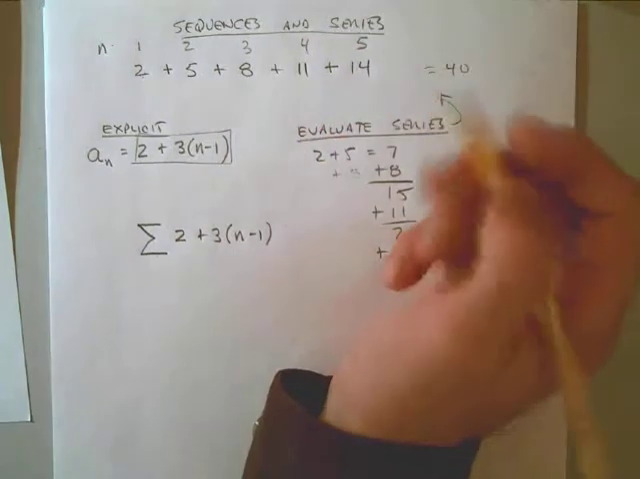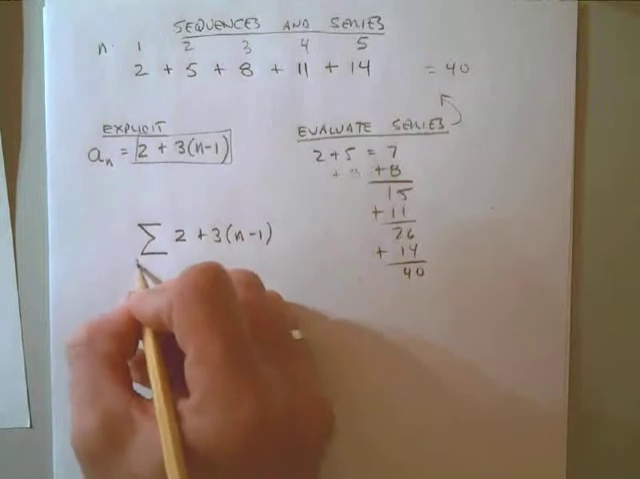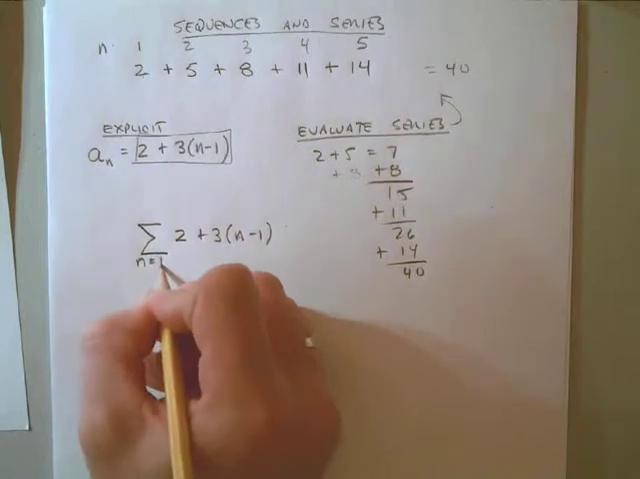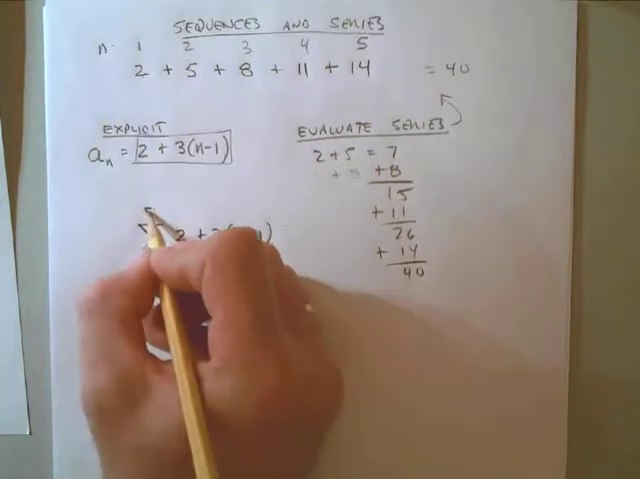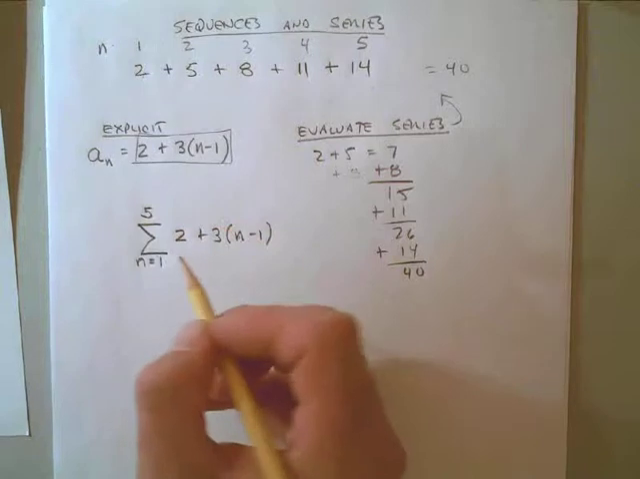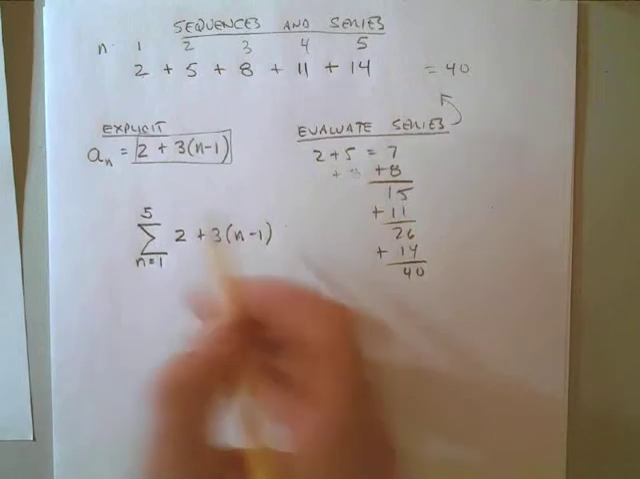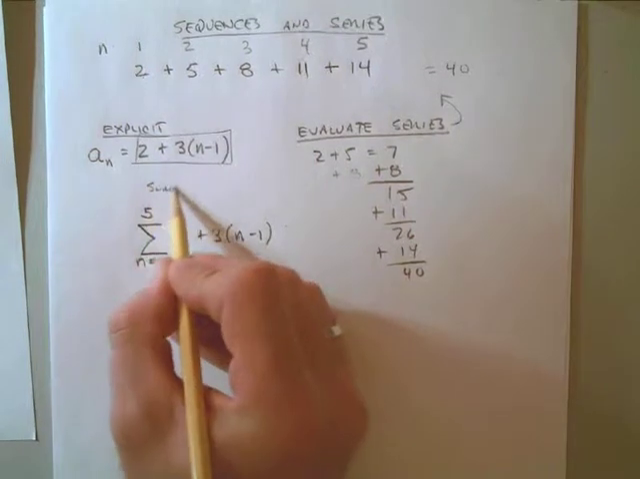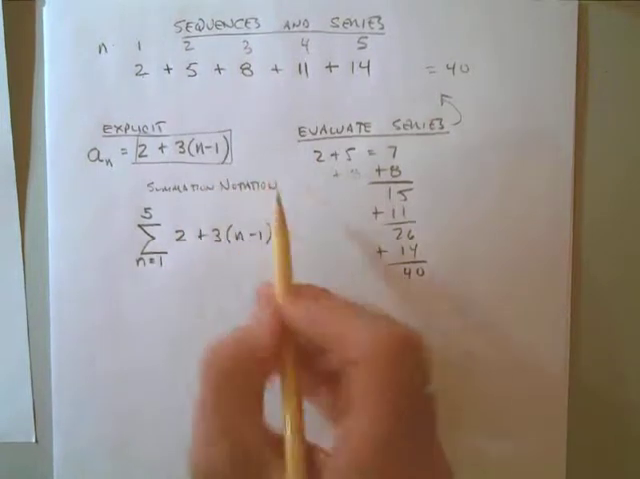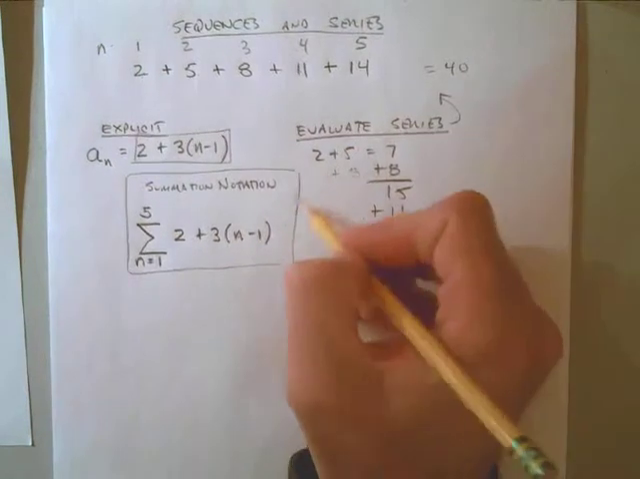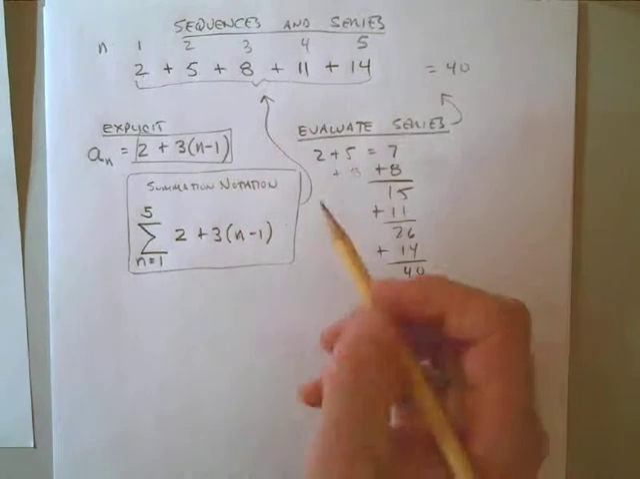So what we want to do is, this n represents the term number, so we write n equals 1, because that's the term we're going to start with, and then on the top we're going to put a number 5, because that's the term that we're going to end with. And so now we have used summation notation to represent this series, which is, we're adding up all those numbers.